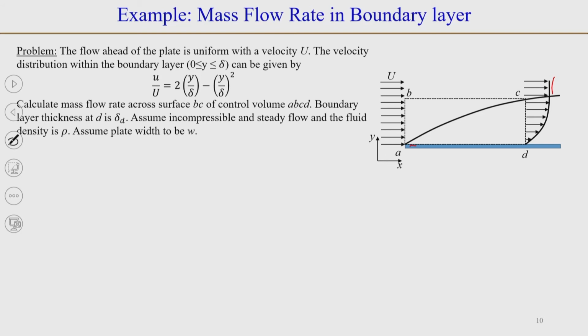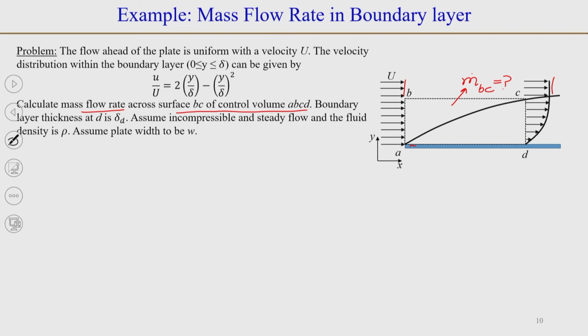Of course, when this change is happening in the velocity profile, because the velocity here and here is the same, there will be some mass that has to go out of this control volume. So, a control volume A, B, C, D has been drawn here, and what we need to find is the mass that is going through. Calculate mass flow rate across surface B C of control volume A, B, C, D. So, let us say what we need to find is m dot B C.